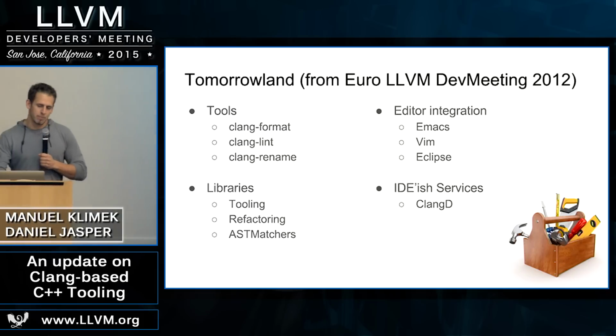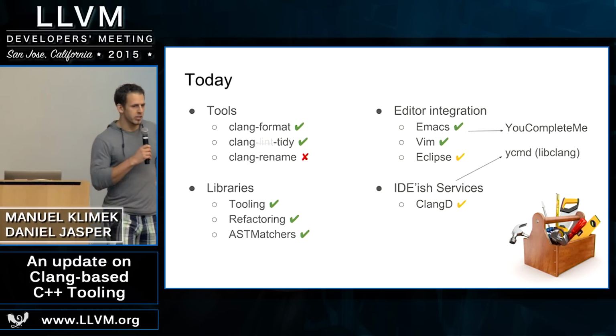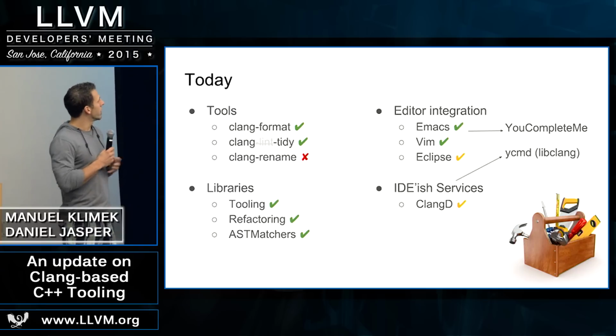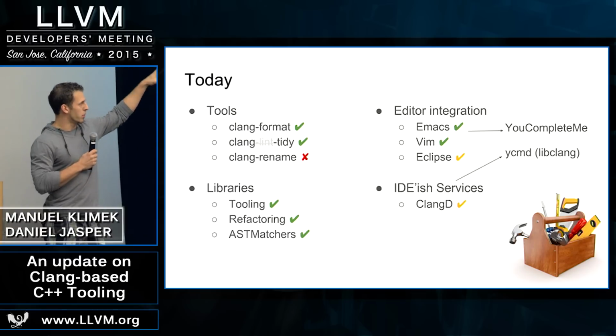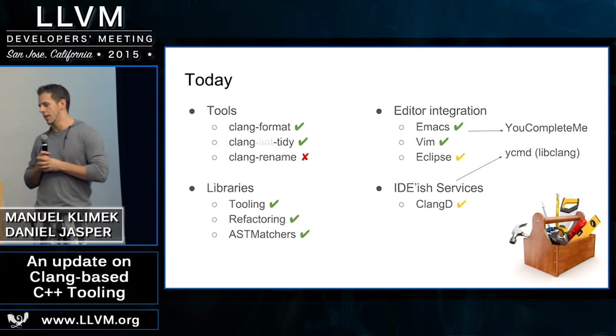So I've basically taken that slide and taken inventory of what we actually have, and I think it pretty much looks like this. We have written Clang format, renamed Clang lint to clang-tidy, built all the libraries. We do have most of the editor integration and some IDE services.